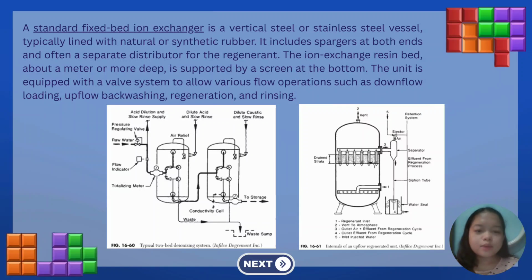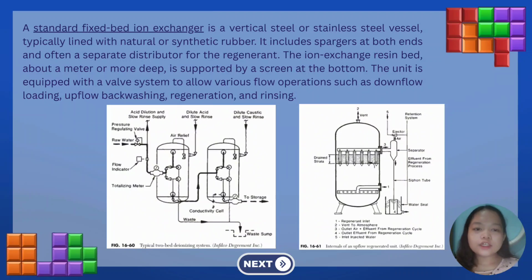The system has important control components like a totalizing meter to control flow, a conductivity cell to measure water quality, and various valves and lines for loading, regeneration, and rinsing. After treatment, the purified water goes to storage and waste is sent to the drain. Figure 16-61, upflow regenerated ion exchange.